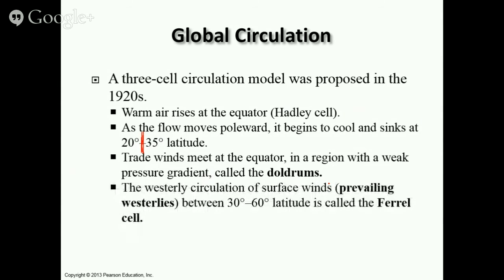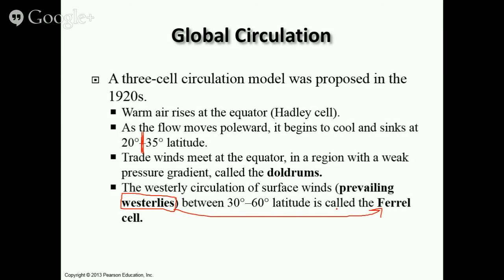The westerly circulation of the surface winds, prevailing westerlies between 30 and 60 degrees, is called the Ferrel cell. So if you can remember, the strong thing for us, because this is your band, this is where you live. You live in the Westerlies at the school's campus location, and that is the Ferrel cell. So the Ferrel cell did work between 30 and 60 degrees, and that is prevailing westerlies. Hadley did work in the 20 to 35 degree range, and that's what we defined as the horse latitudes.